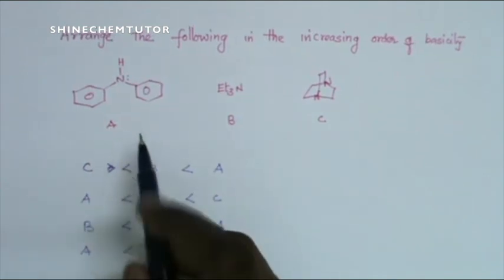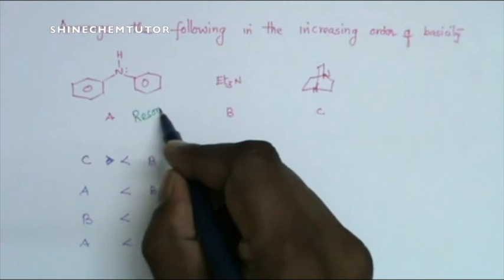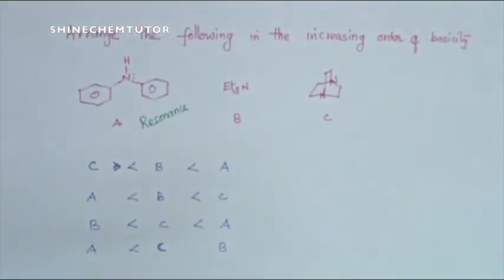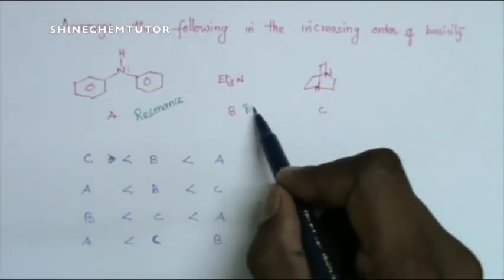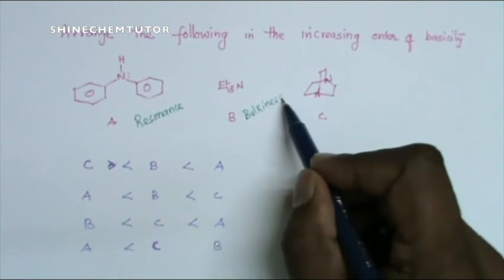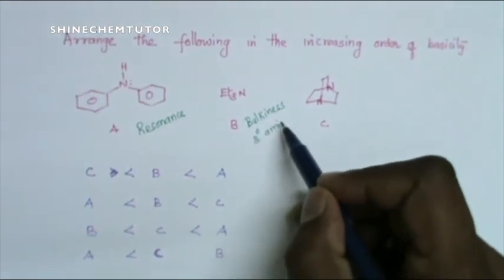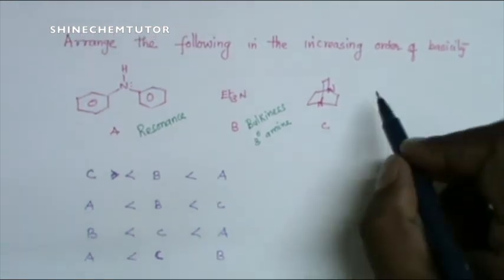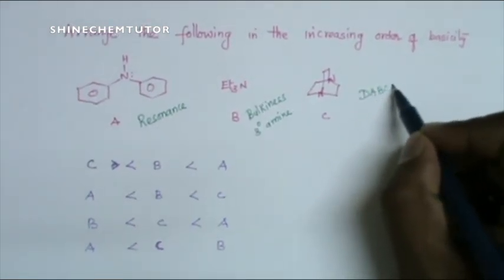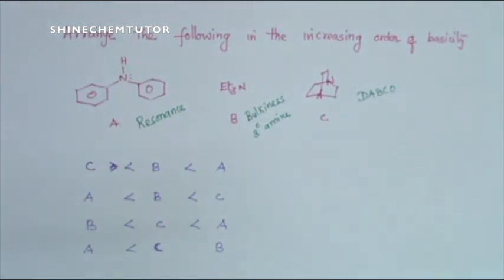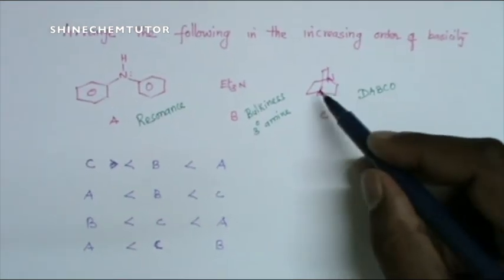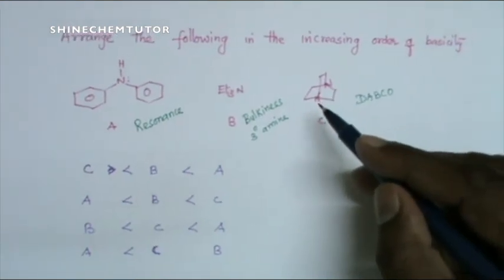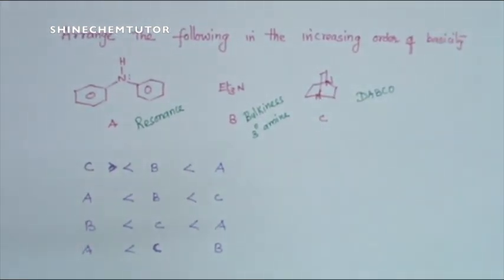When you go for compound A, there will be resonance of the lone pair. When you go for compound B, there will be bulkiness. It is a tertiary amine. Compound C is very well known. It is known as DABCO, diazabicyclooctane. Here the amine is a tertiary amine. At the same time, since it is locked, the steric hindrance will be less here. So that you have to consider.